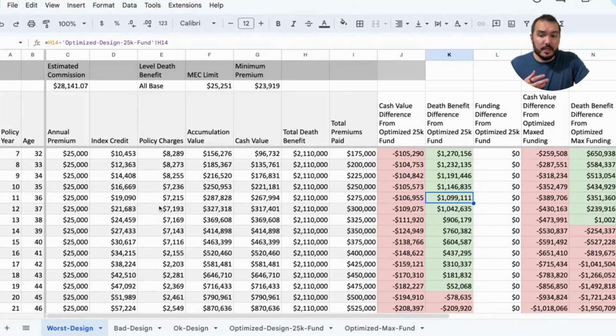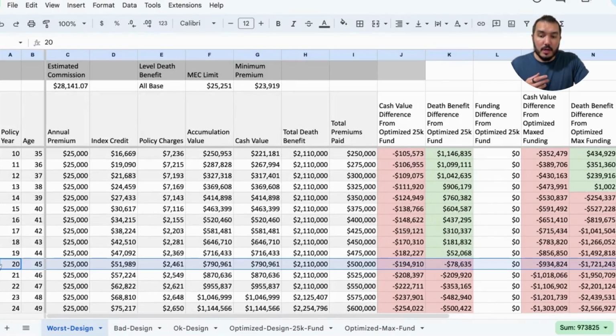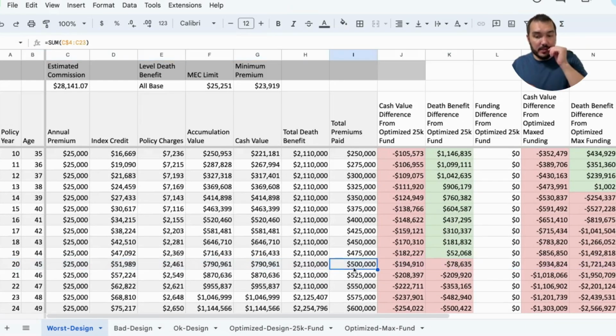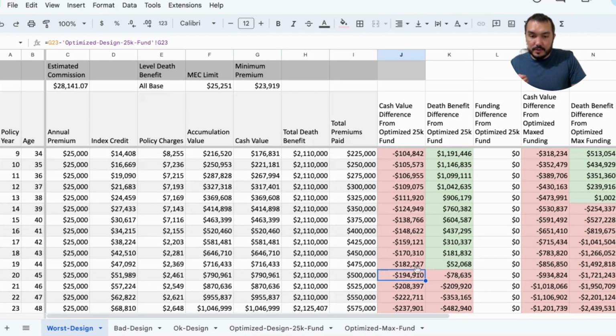And let's spot check 20 years in. So this worst design 20 years in will have put in $500,000 in total premiums. We'll have $790,000 in cash value. Okay, you've made some money. It might seem interesting, but notice we're at $194,000 in cash value difference for this. So that's a big difference in cash value.